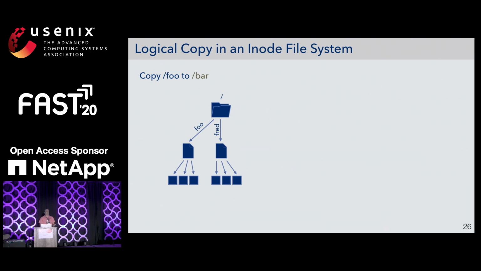So if we want to copy /foo to /bar, what we can do is make a copy of foo's inode. And that inode is going to have references to the data blocks of foo. And this is roughly what the file systems that I mentioned before do when they implement their logical copies. It's some variation on this sort of simple idea.